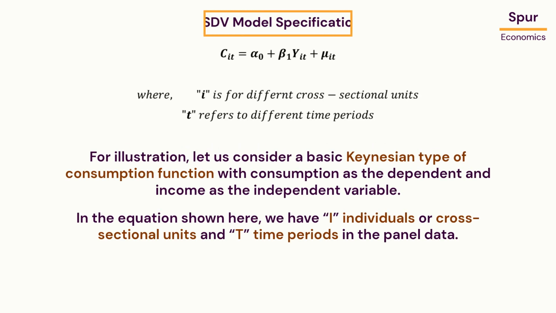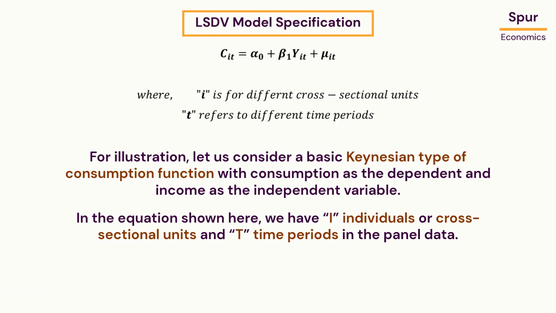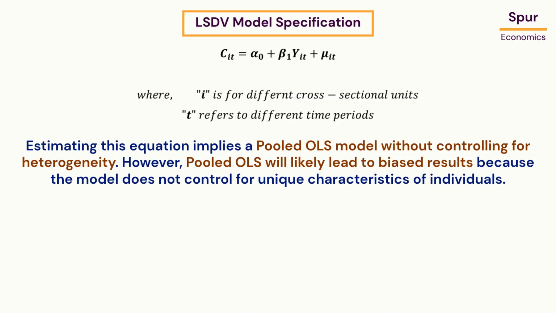For illustration, let us consider a basic Keynesian type of consumption function with consumption as the dependent and income as the independent variable. In the equation shown here, we have I individuals or cross-sectional units and T time periods in the panel data. Estimating this equation implies a pooled OLS model without controlling for heterogeneity.